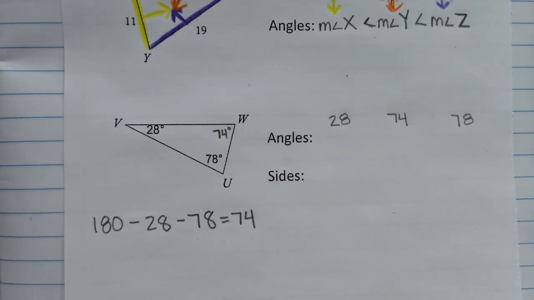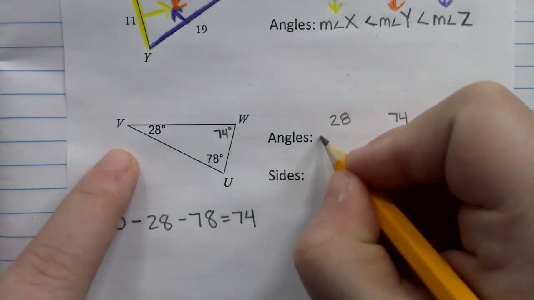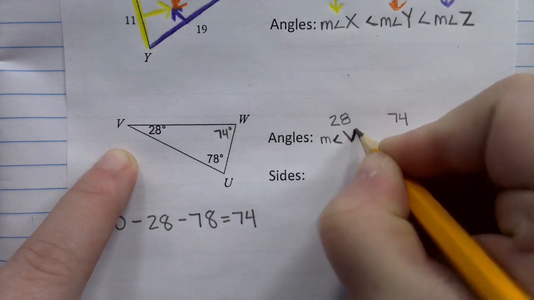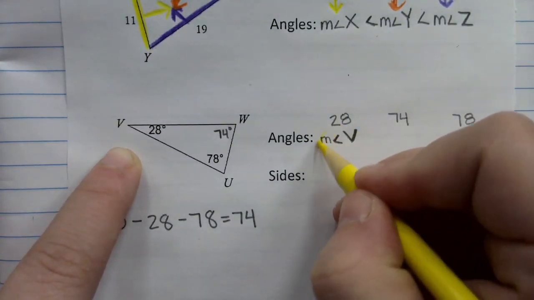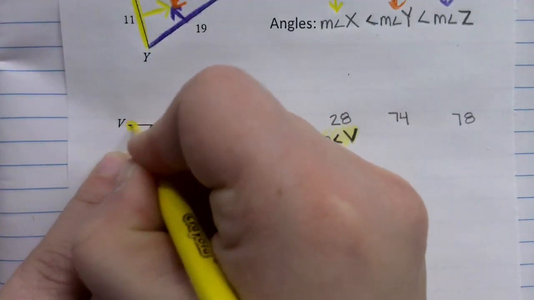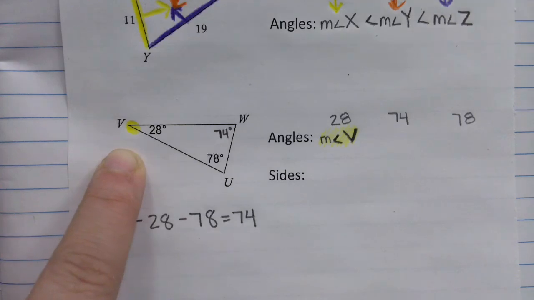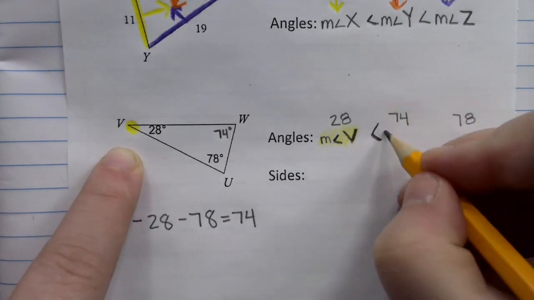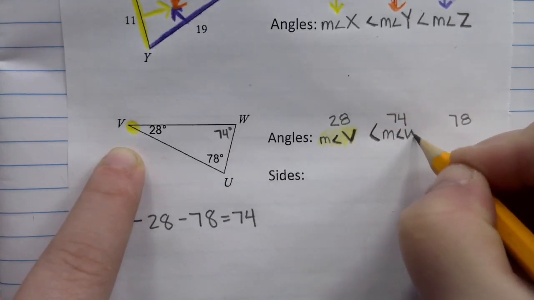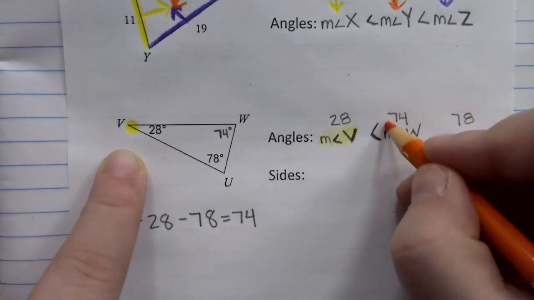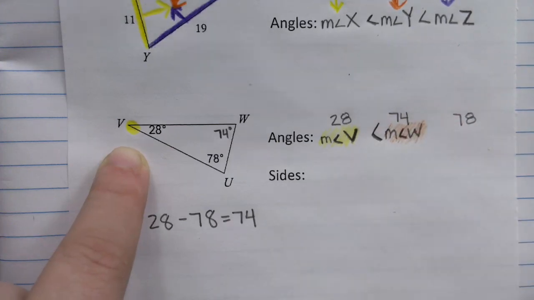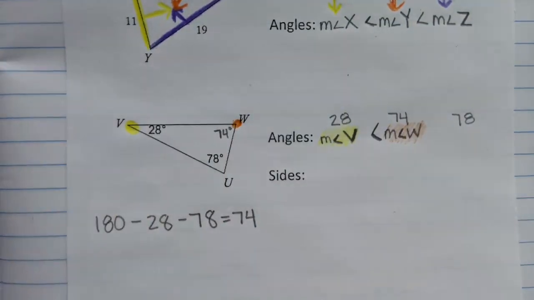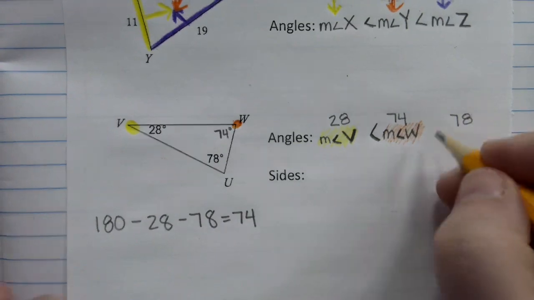All right, so which angle is 28? V. And we do that m angle V. Does anyone remember what that little m stands for? Measure. Good. The measurement of angle V. So that's how many degrees angle V is. And I'm going to put just a little dot there for angle V. Okay, is less than. Good. W would come next. Again, I'm going to just put a little point at that vertex, at W. And what's my biggest angle? U.